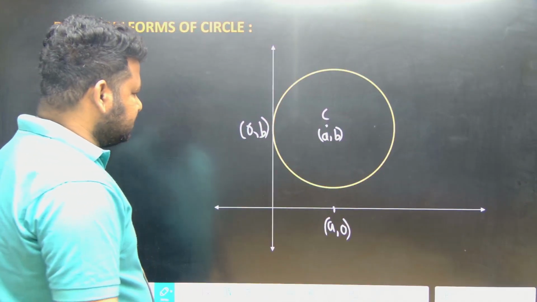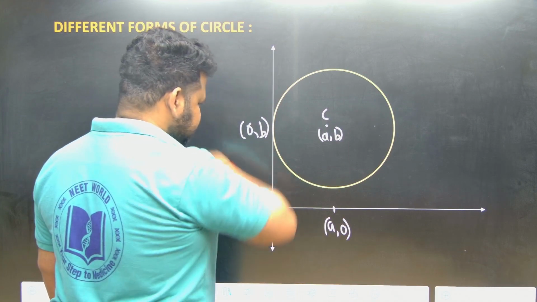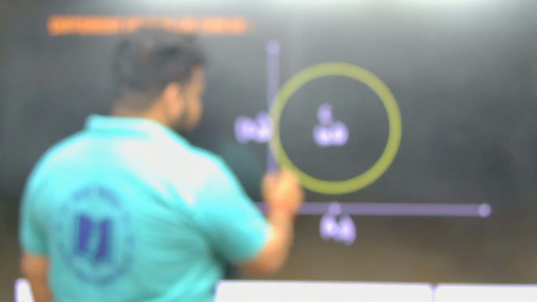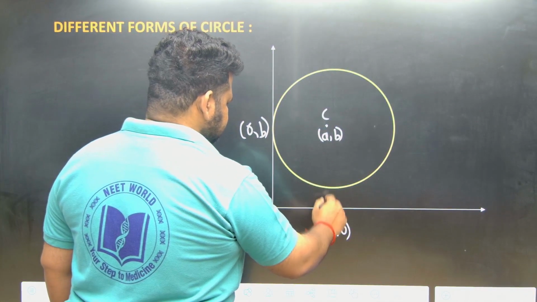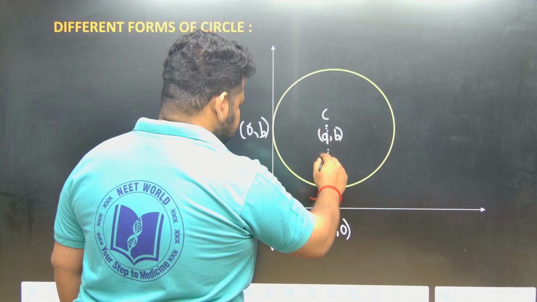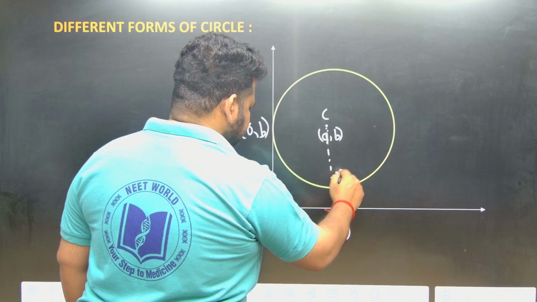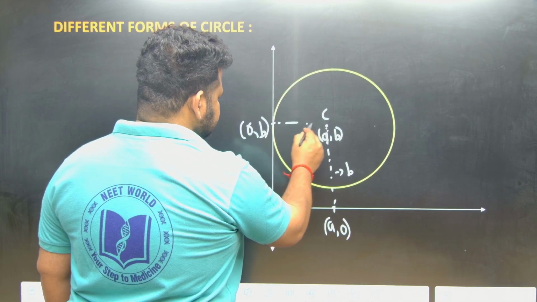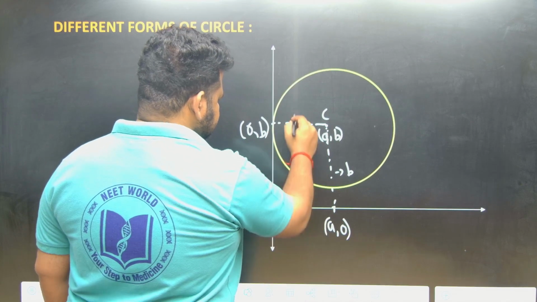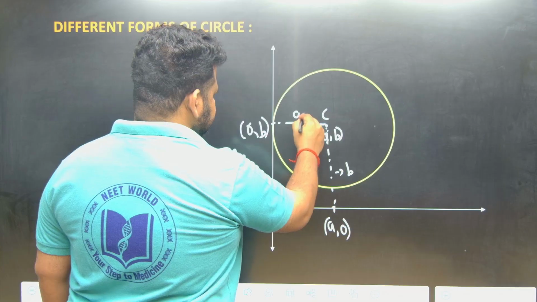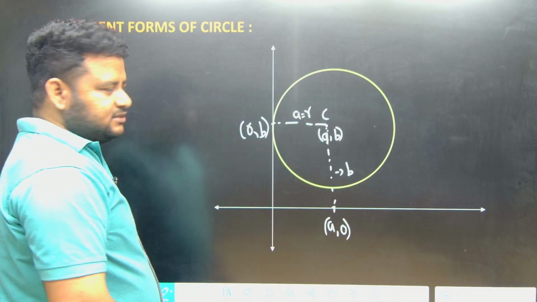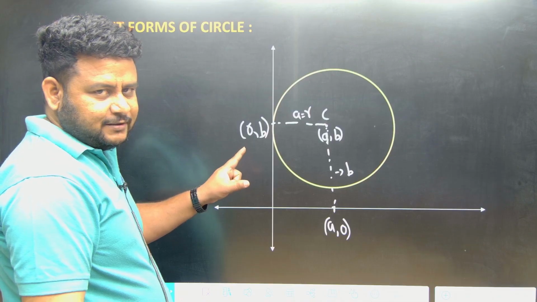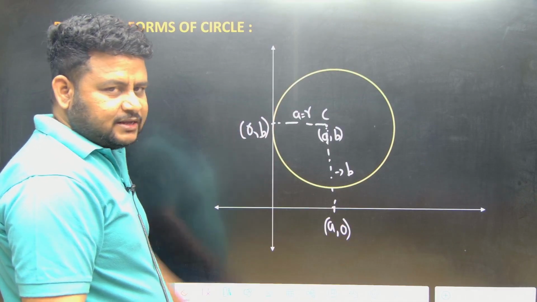Now if you talk about the distance, see clearly, this vertical distance is b, and this horizontal distance is a. This a is nothing but the radius of the circle. So we are having a circle with center (a, b), and the radius here is a.